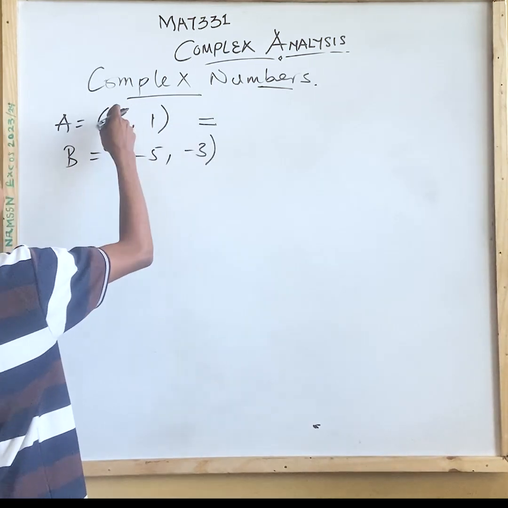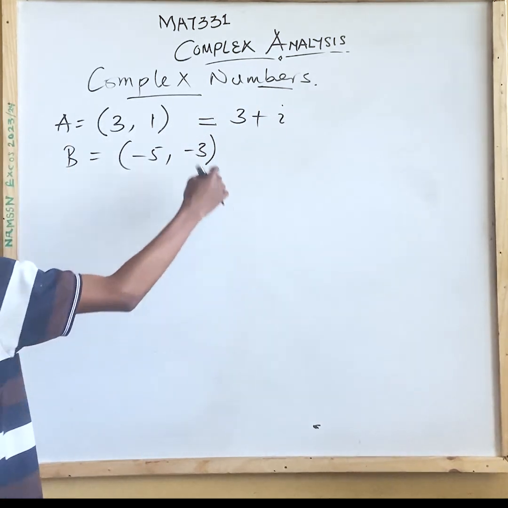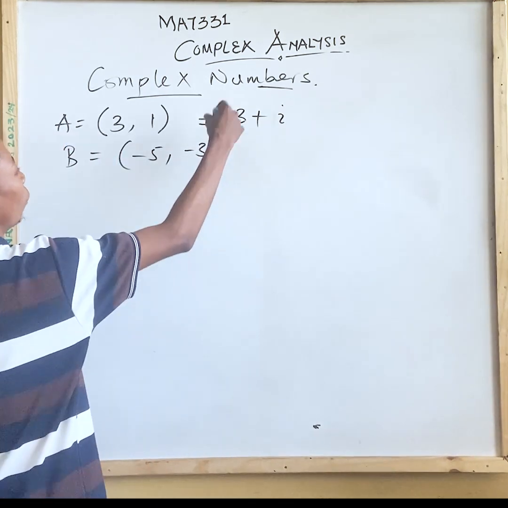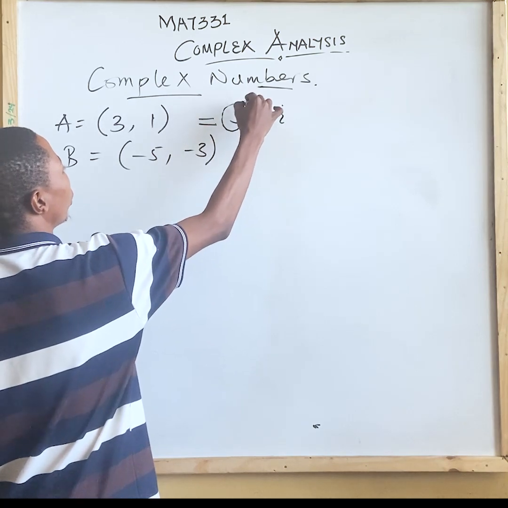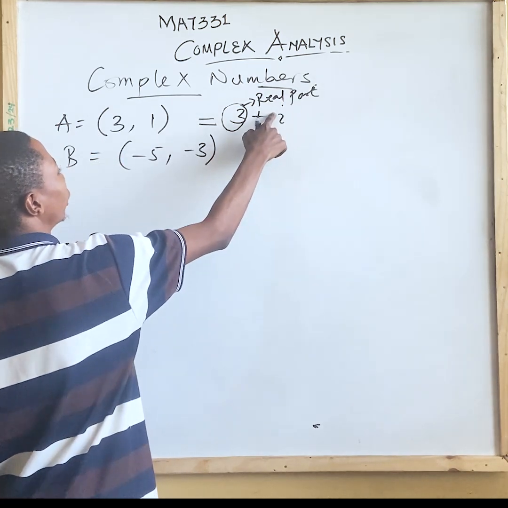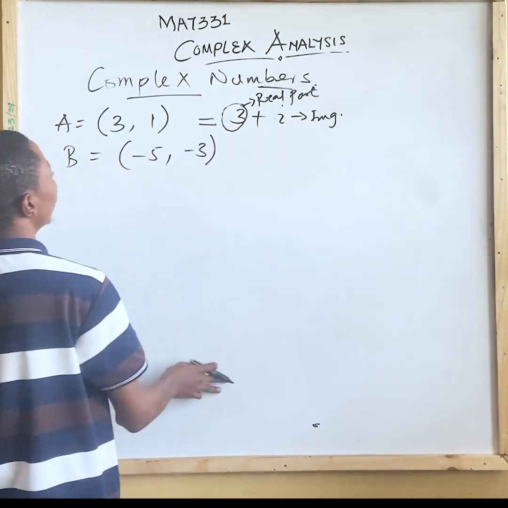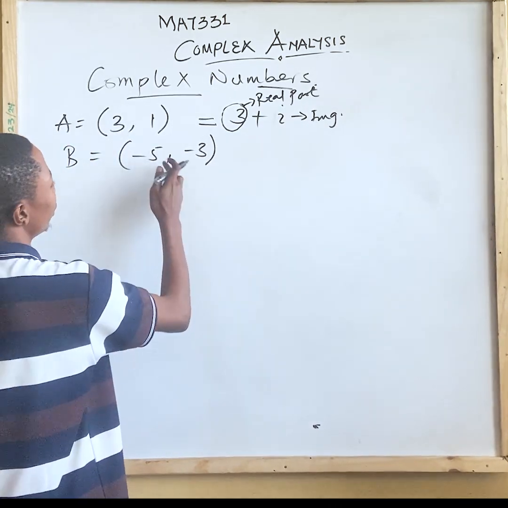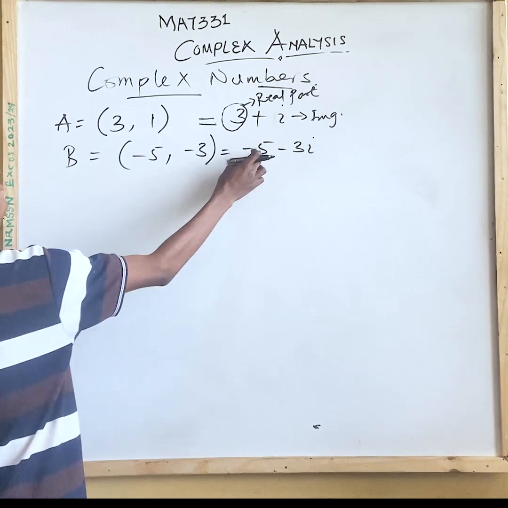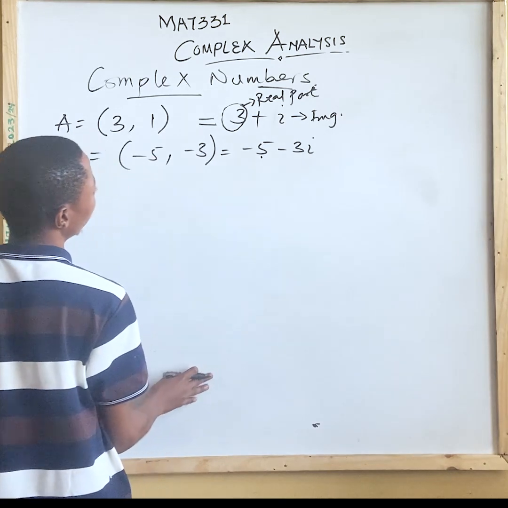So if I express this (3, 1) in the form of 3 plus i, it means that x is 3, y is 1, whereby this 3 that I put here we call the real part, and this i that is here is the imaginary part. If I have (-5, -3), it's just like having -5 - 3i. So this -5 is the real part, this -3 is the imaginary part.